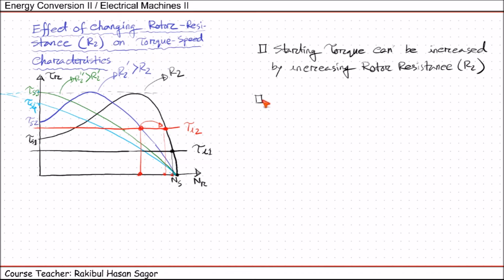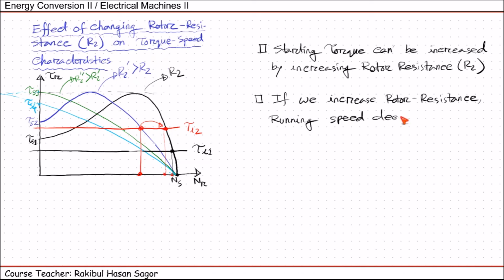Second point is that if we increase rotor resistance, starting torque increases, but running speed decreases.